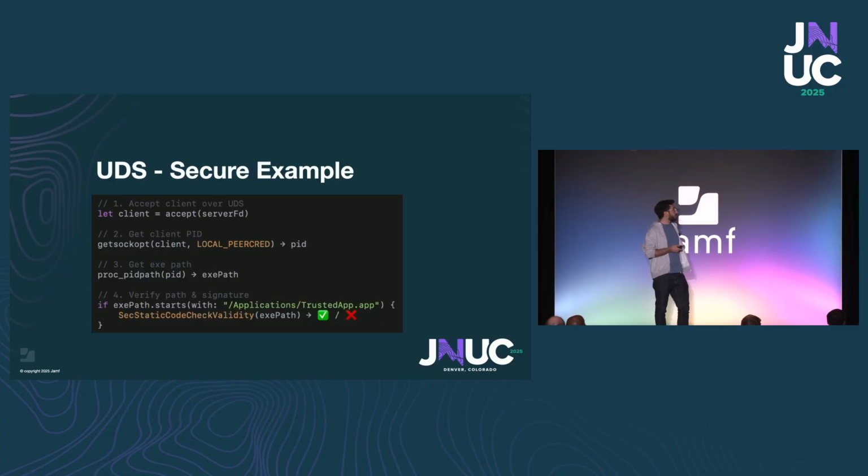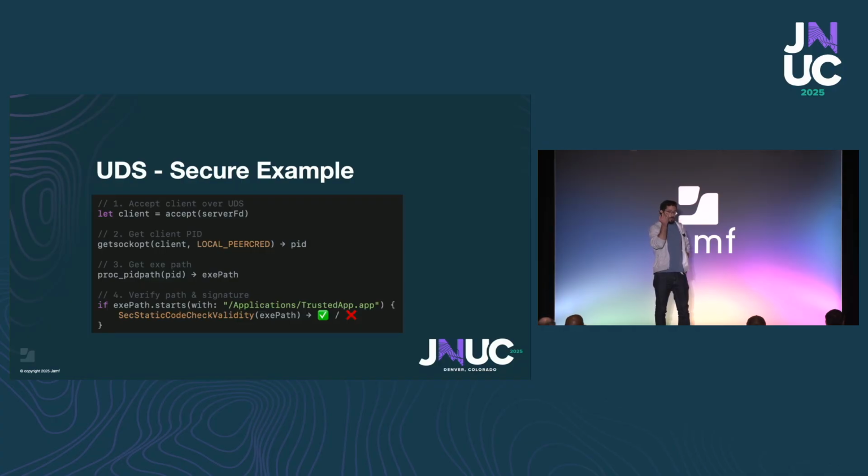So let's see an example of how we can use the Unix domain socket to do some kind of secure communication. You can listen on a Unix socket, and then there are some functions you can use to get the PID that connects to this socket. And from the PID, you can get the executable path. And from the executable path, you can verify, OK, this is the executable I'm expecting to read from. And you can even verify the code signature of that executable.